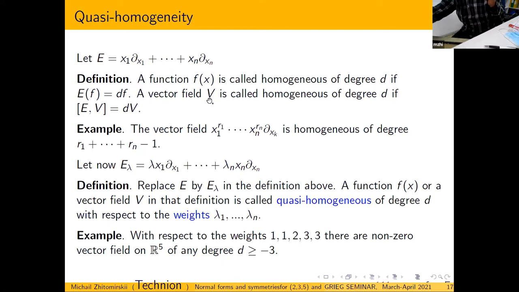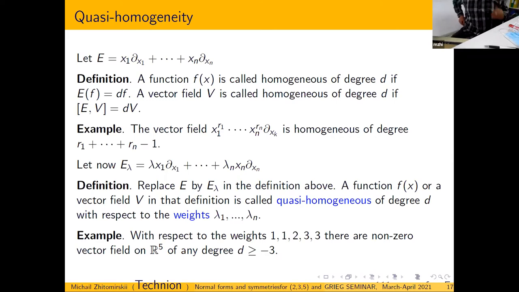And in the same way, a homogeneous vector field V is called homogeneous of degree D if the Lie bracket of E and V is D·V. But attention: in many cases people say that this monomial vector field is homogeneous of degree sum of R_i, but according to this definition, which is much more convenient, it is minus one, because of that.